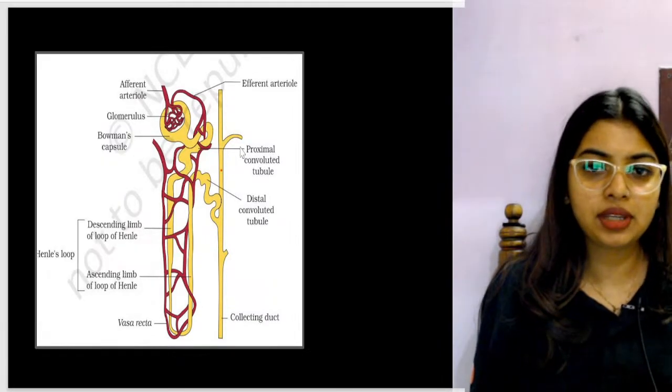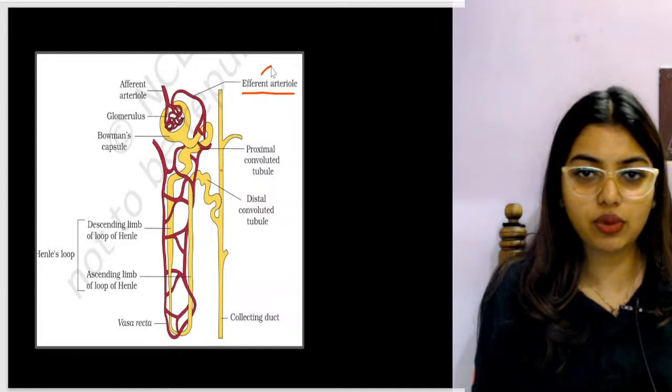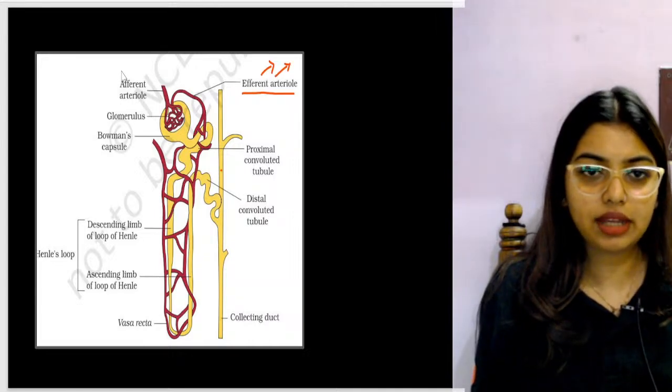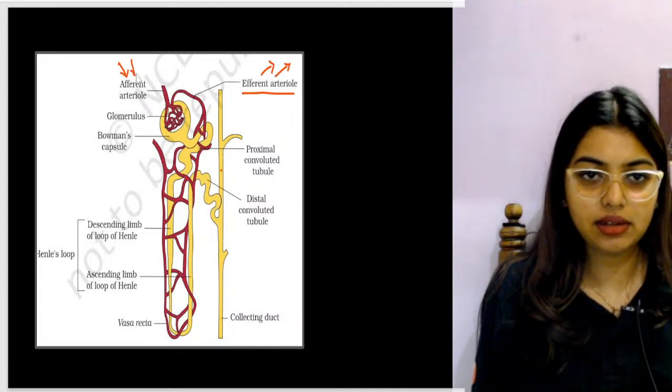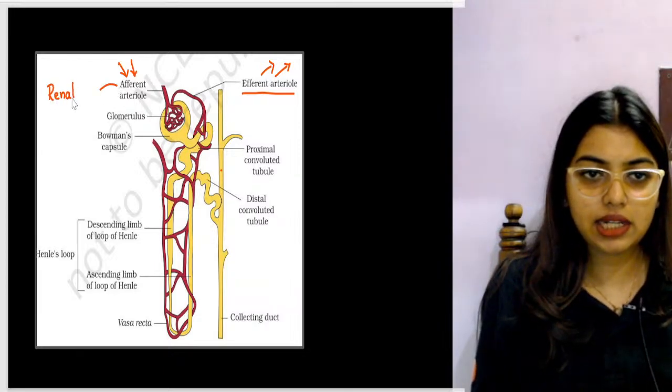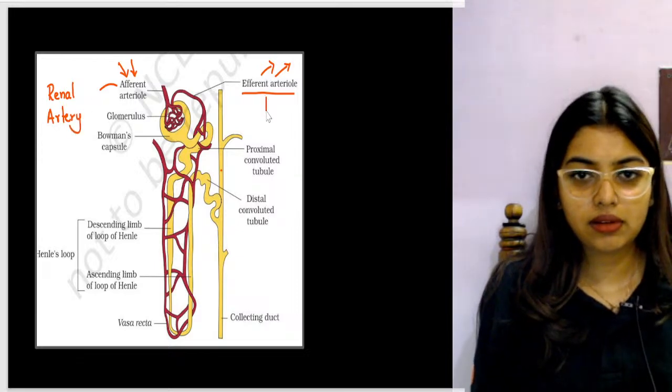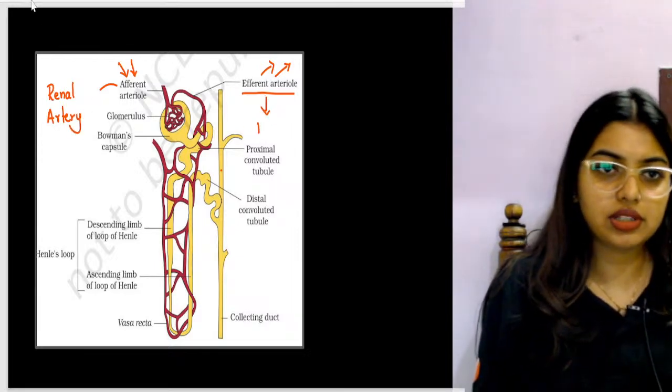So look here. Efferent arterioles, the blood is going out. Afferent arterioles, blood is coming in. This is connected to the renal artery. This is connected. No. This one.